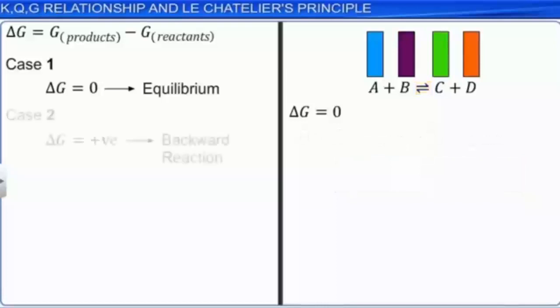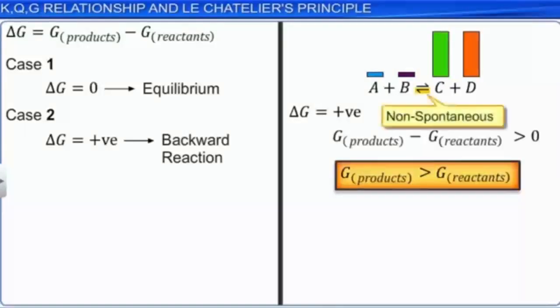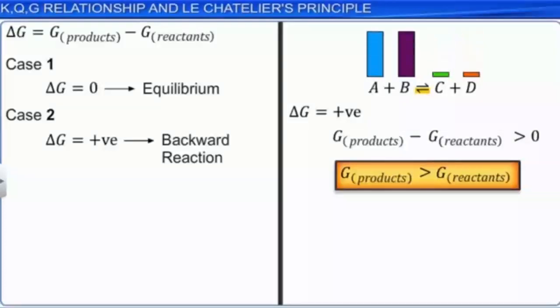When delta G is positive, it means that the Gibbs energy of the products is greater than the Gibbs energy of the reactants. Hence, the reaction is considered non-spontaneous and proceeds in the backward direction. In other words, the products are converted back into the reactants.